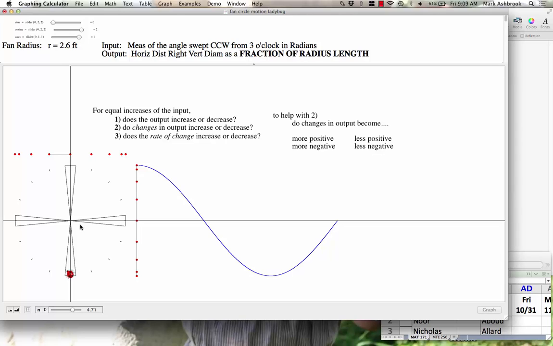Last quadrant. As the angle theta changes from 1.5 pi to 2 pi, what does the horizontal distance do? Changes from? Right now we're at 0 horizontal distance. It'll change from 0 to 1. So then therefore those changes are positive or negative? Positive. Getting less positive. Therefore the rate of change is decreasing because the changes are decreasing. So the rate of change is decreasing.